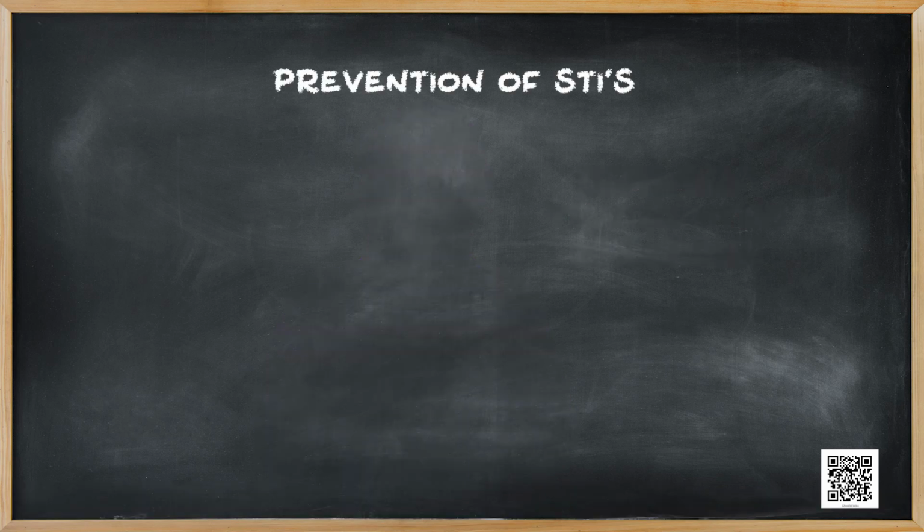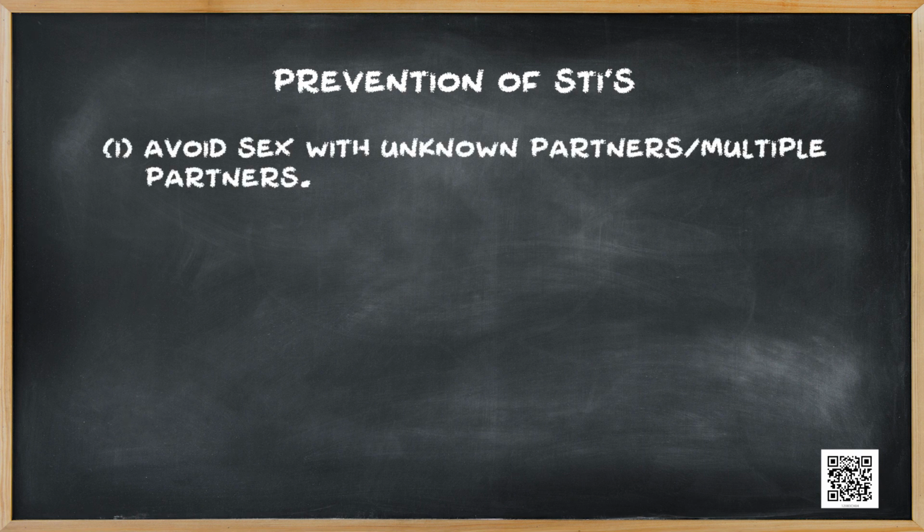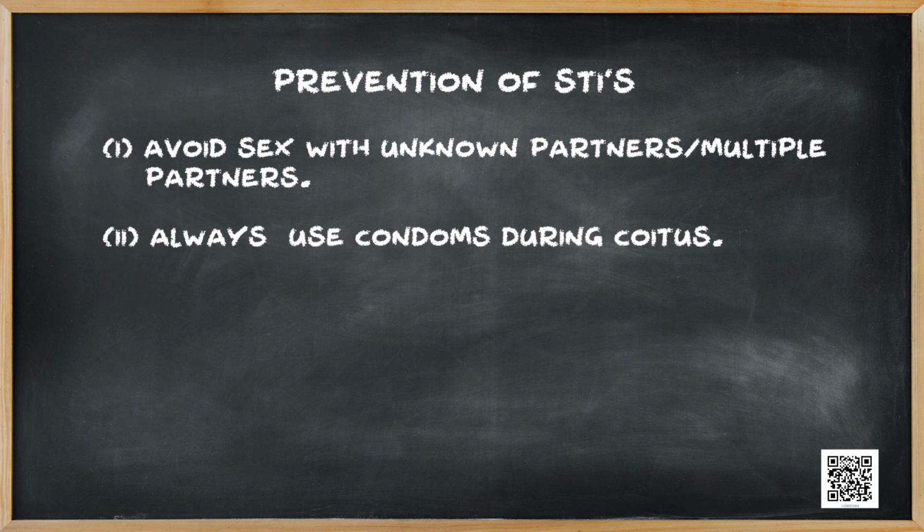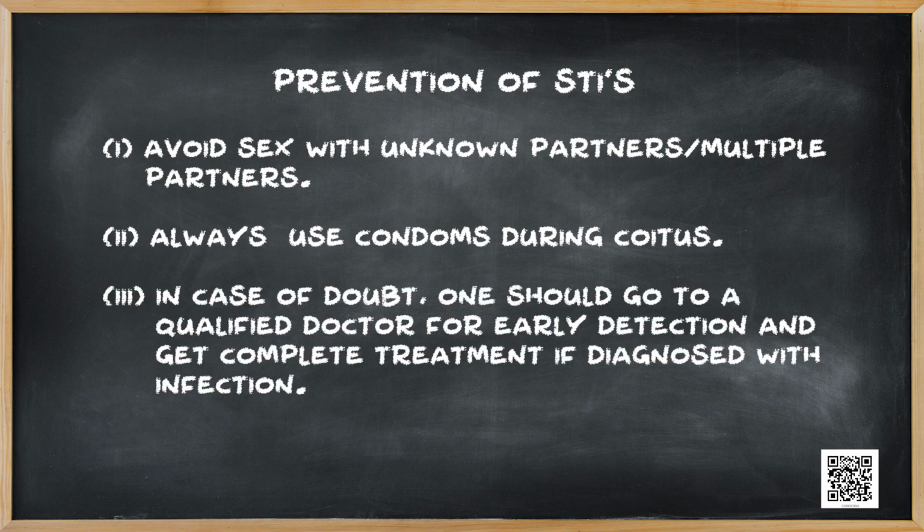Prevention of sexually transmitted infections is completely possible, provided some precautions are strictly followed. These are: avoid sex with unknown or multiple partners, always use condoms during coitus. In case of doubt, one should go to a qualified doctor for early detection and get complete treatment if diagnosed with an infection.